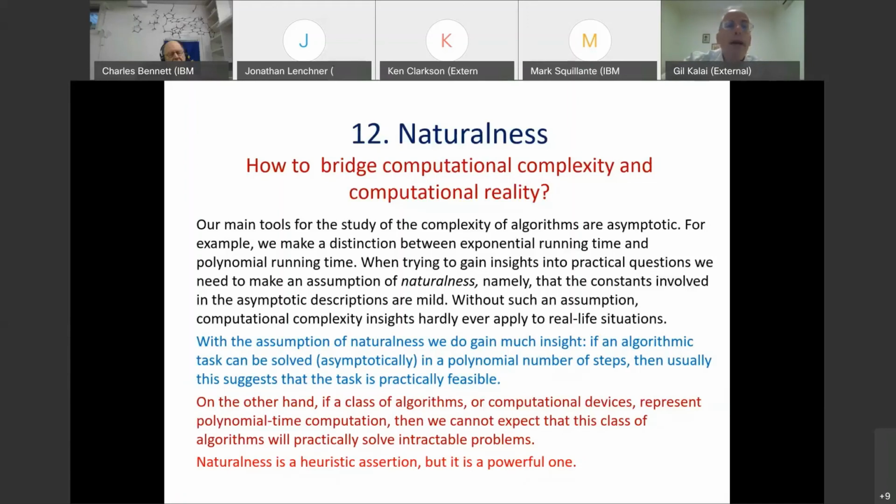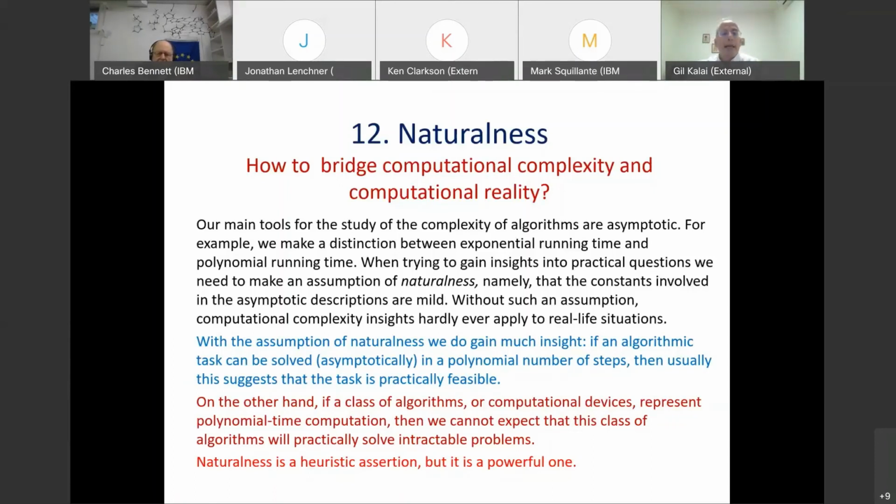For example, we make a distinction between exponential running time and polynomial running time. When trying to get insight into practical questions, we need to make the assumption of naturalness, namely that the constants involved in the asymptotic description are mild. Without such an assumption, computational complexity insights hardly ever apply to real-life situations. With the assumption of naturalness, we do gain much insight.